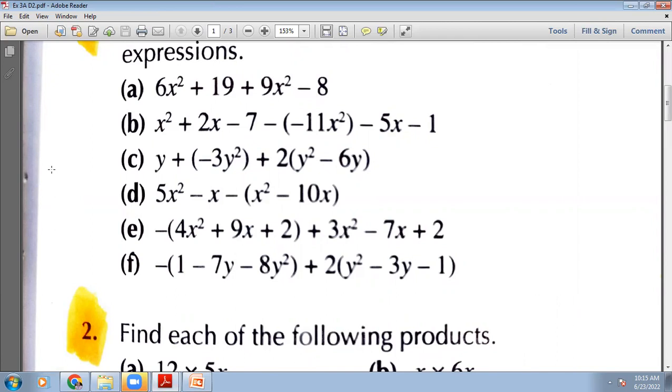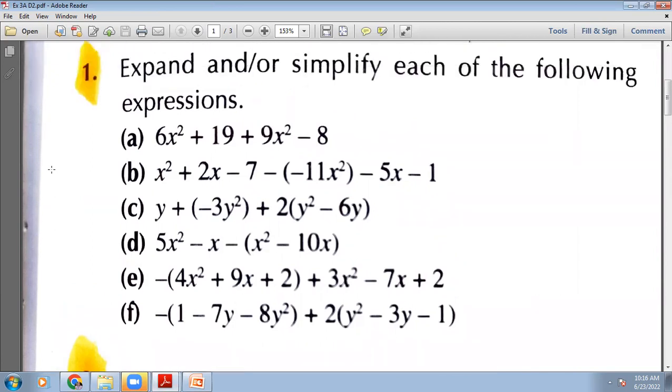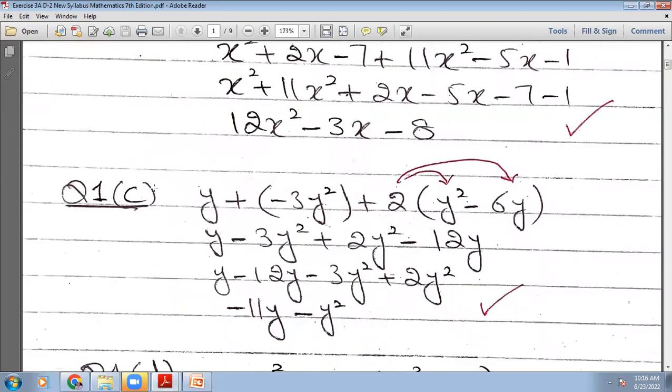C part, question number 1. It says y plus bracket minus 3y squared bracket close plus 2 bracket y squared minus 6y bracket close. So you see this plus minus will become minus. This 2 will multiply with both the terms in this bracket. So a simple and straightforward C part.